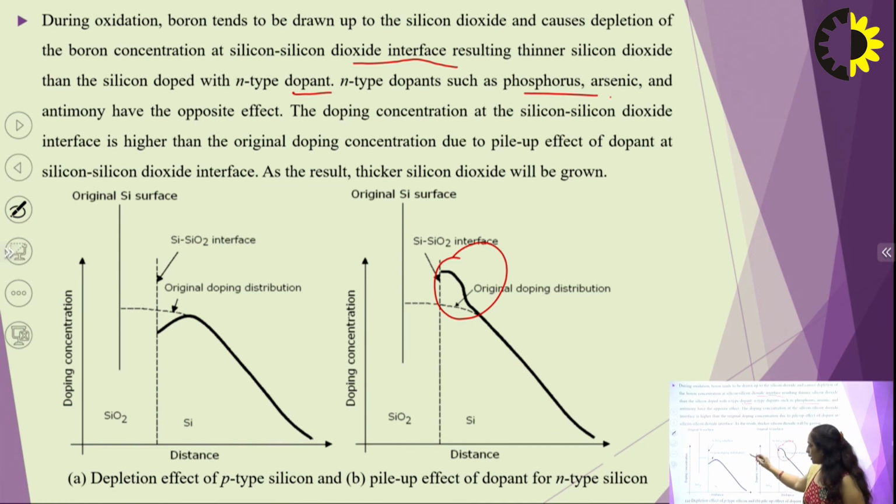Okay. So, here we can see that original doping concentration is less, and we have this graph because of your p-type silicon, and in case of this we have this original concentration, and we have seen this pile-up effect because of the dopant concentration of n-type silicon, and we know that n-type silicon is heavily doped as compared to your p-type silicon. So, this is all for today's lecture.